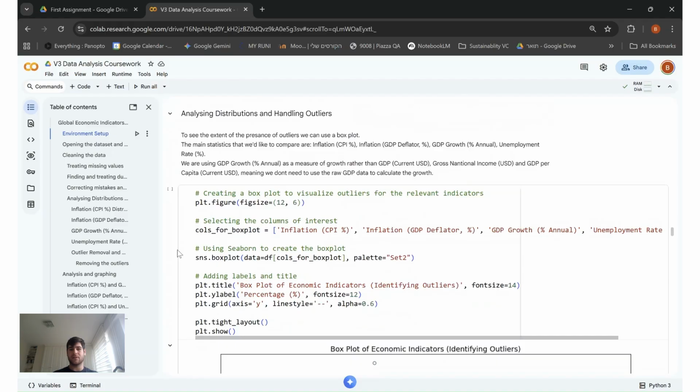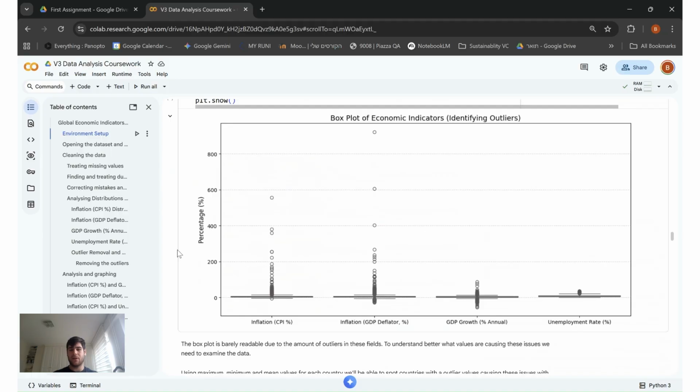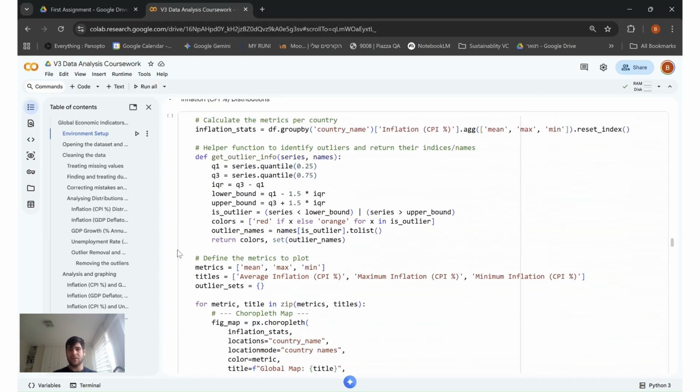I then started analyzing the distributions and handling the outliers. I chose 4 columns that I want to focus on, which were 2 types of inflation, CPI and GDP deflator, and GDP growth and unemployment as my columns. I then plotted a box plot and saw that the outliers are causing a large skew with the box plot, making it barely readable. To treat these issues, I separated every column into 3 different statistics: max, min, and mean.